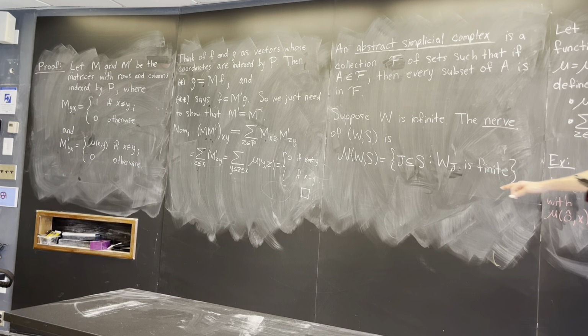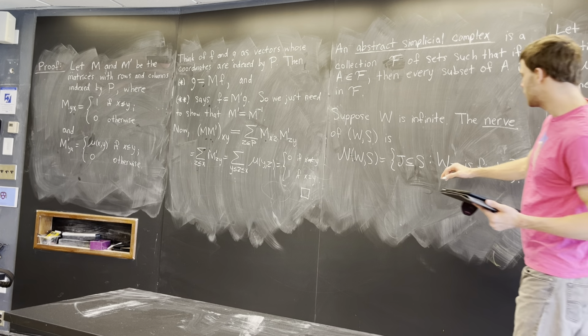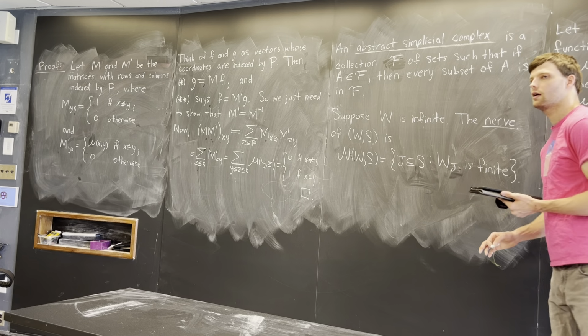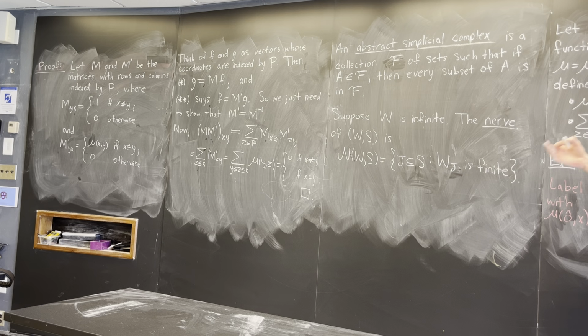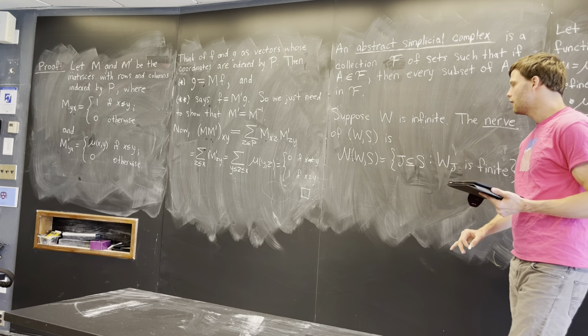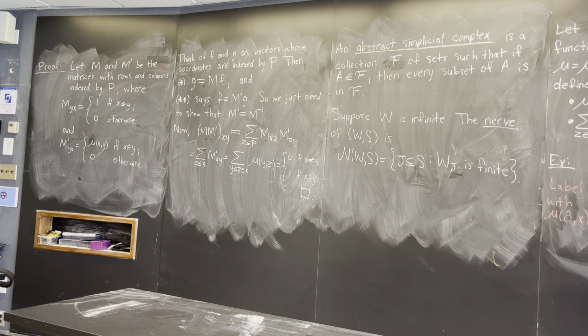And you can notice that the nerve is an abstract simplicial complex because, well, if the parabolic subgroup generated by J is finite, and then you take a subset of that set, then the parabolic subgroup generated by that even smaller subset should be finite because it generates a subgroup of a finite group. A subgroup of a finite group is finite. So I'll just note that N of (W,S) is an abstract simplicial complex.